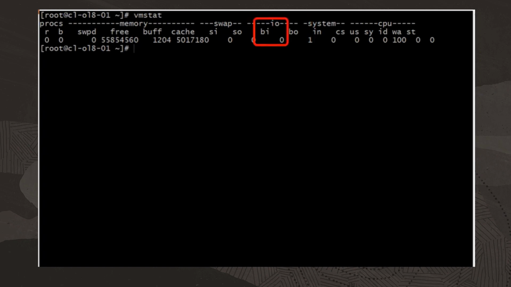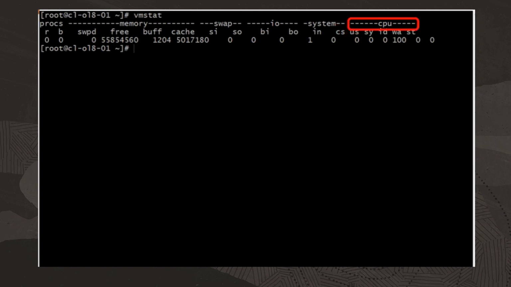BI is the number of blocks per second received from a block device. BO is the number of blocks per second sent to a block device. The next 2 columns give the following system information. IN is the number of interrupts per second, including the clock. CS is the number of context switches per second.